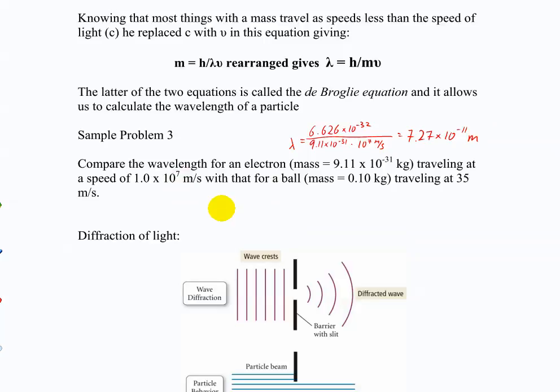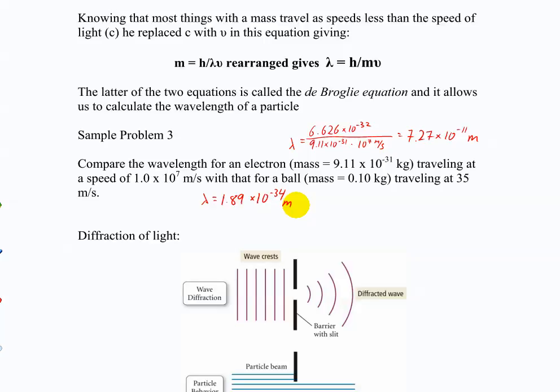Okay, now let's compare that with the ball. Same equation, but we're going to substitute these masses for the ball, which I have here actually. And that comes out to 1.89 times 10 to the minus 34 meters. So an incredibly, incredibly small wavelength. I mean, 10 to the minus 34 compared to 10 to the minus 11 is almost immeasurably small.